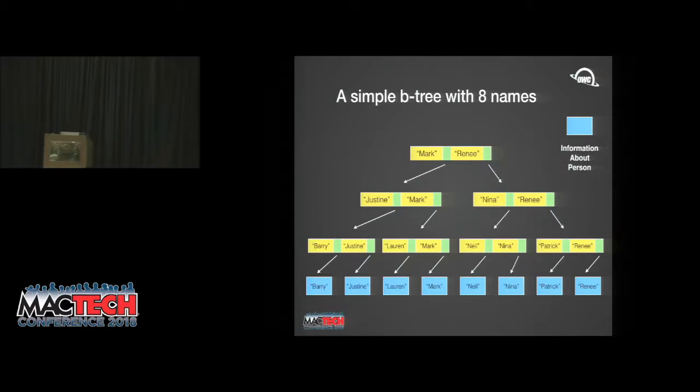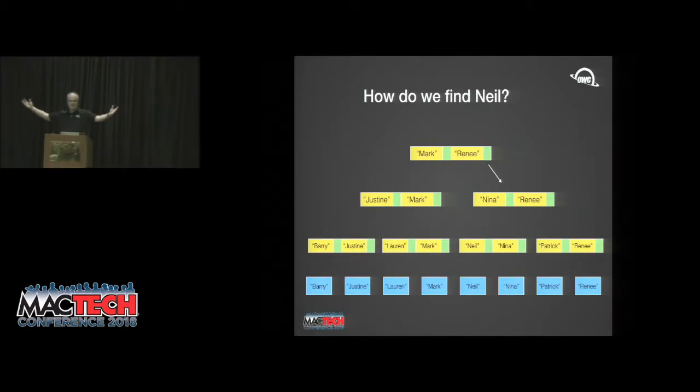But you can go through the tree and you can just sort of traverse it. And I'm going to give you an example. The example is, how do we find Neil? So we're going to start looking for Neil. And we're going to say, is Neil less than or equal to Mark? No, it's not. Is Neil less than or equal to Renee?